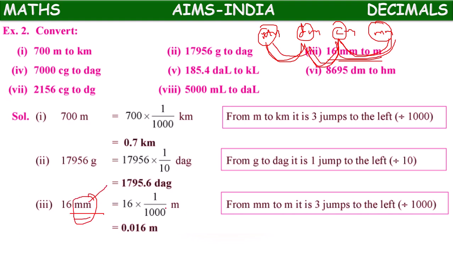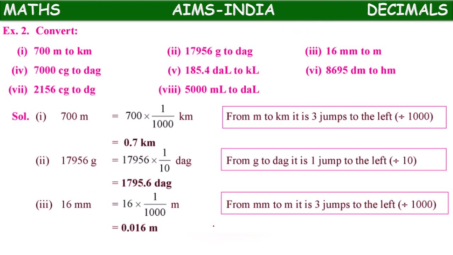Millimeter can be written as meter if you place the value 1 by 1000. 1 by 1000 means from right to left, after 3 decimals. 1, 2, there is no third decimal, so we can keep 0. After 3 decimals we have to keep the point. Before the point there is nothing, so we can keep 0. So 0.016 meter.